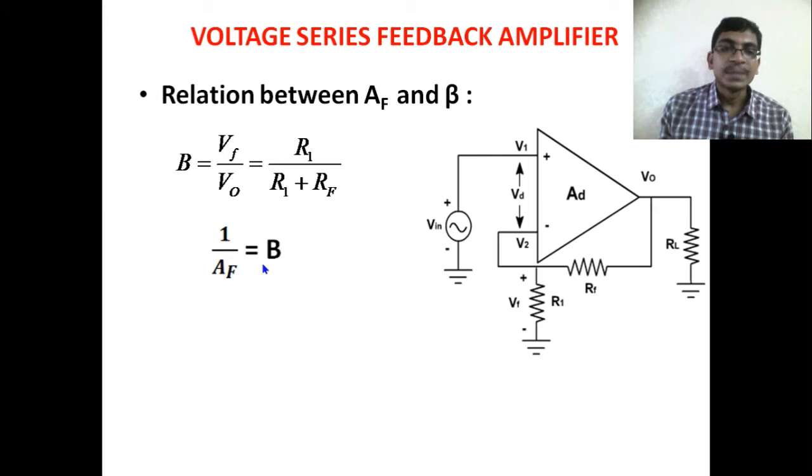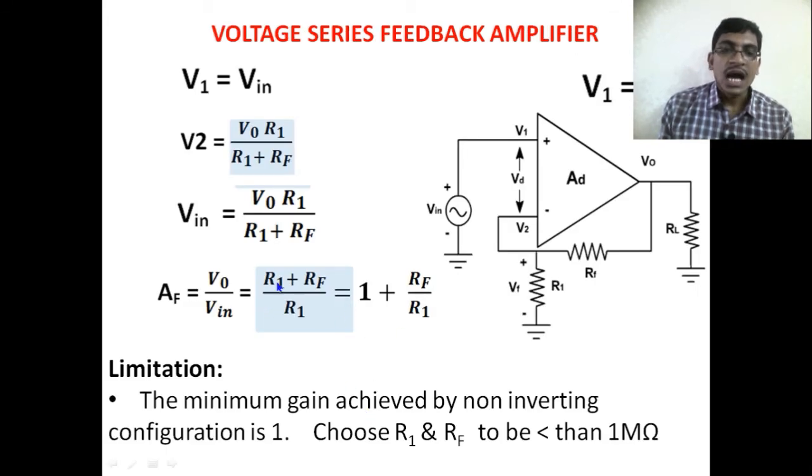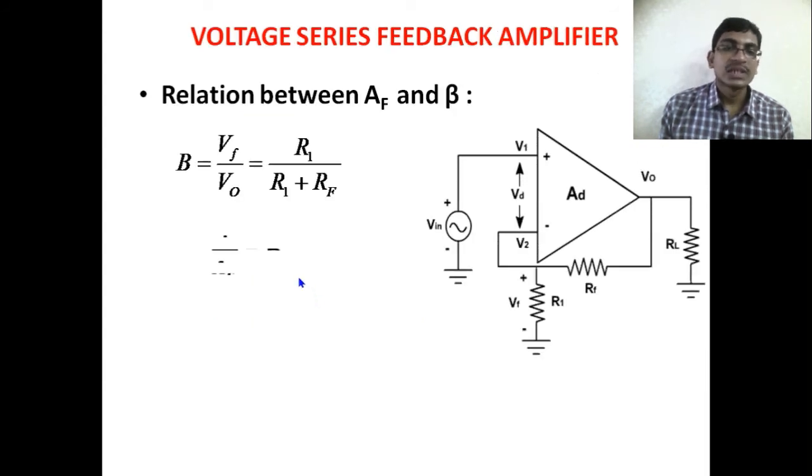So this beta can be written as 1 by AF. Why is it 1 by AF? Because it is just the reciprocal of our gain AF. So in this equation, 1 plus Rf by R1 is equal to AF. So beta is nothing but R1 by R1 plus Rf, which is the exact reciprocal. That's why we can write 1 by AF is equal to beta, or AF is equal to 1 by beta.